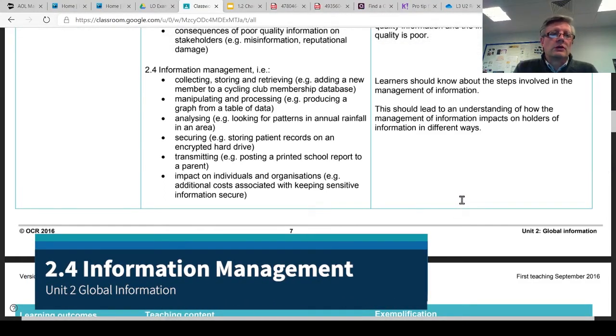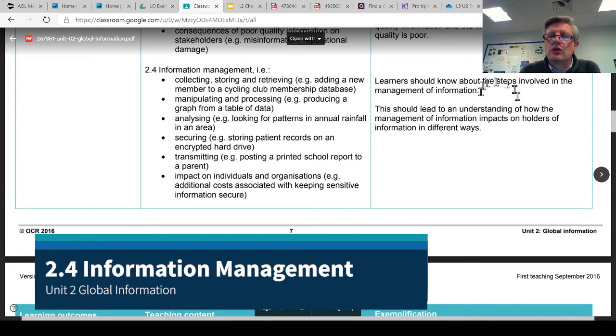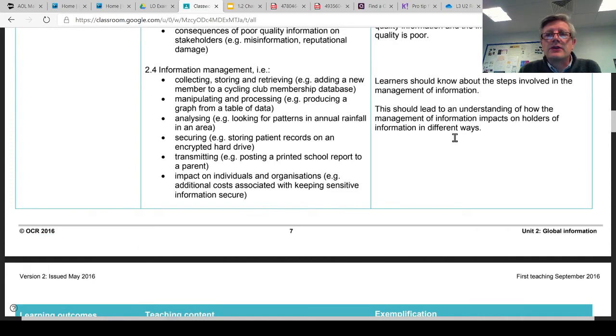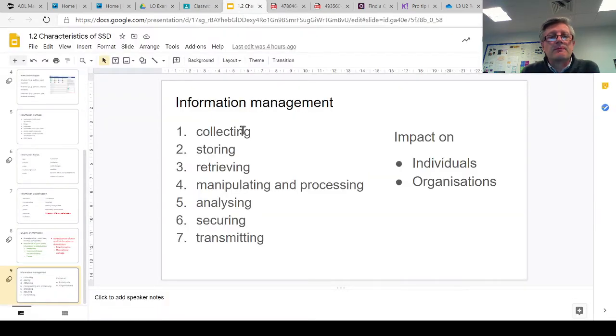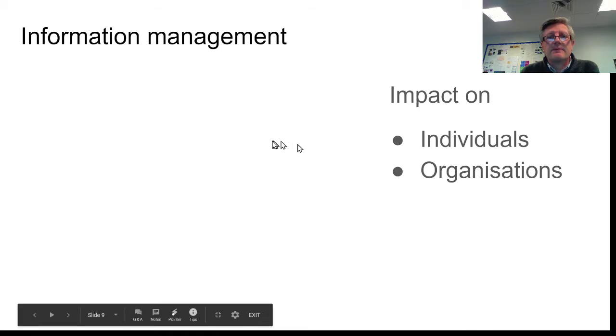So Unit 2, 2.4 involves information management. And as we can see from the specification here on the side, the exam board is expecting you to know the steps involved in the management of information and how that affects and impacts the individual organizations or individuals, the holders of information that we looked at right back in 1.1. So let's have a think about what these different things are.